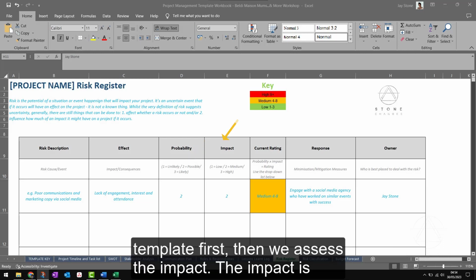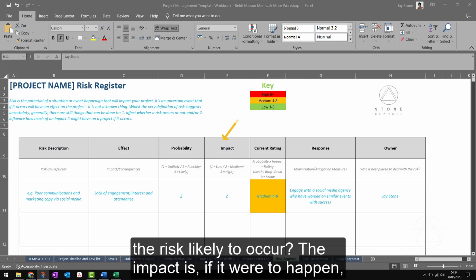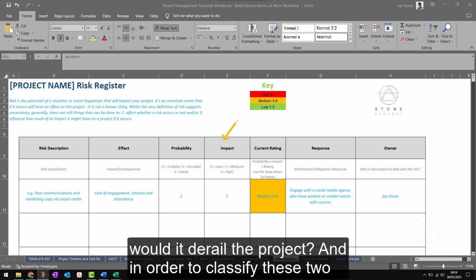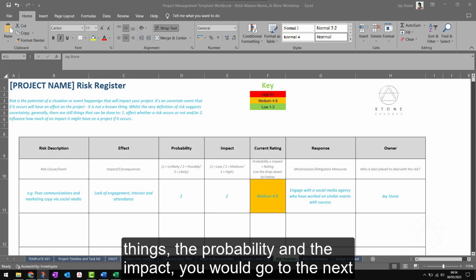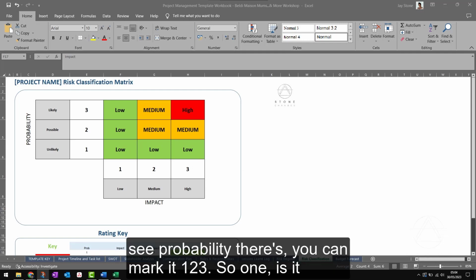Then we assess the impact. So the impact is different from the probability. The probability is how likely the risk is to occur. The impact is, if it were to happen, to what extent would it impact the project? And in order to classify these two things, the probability and the impact, you would go to the next worksheet, which is the risk classification. And here you can see probability.